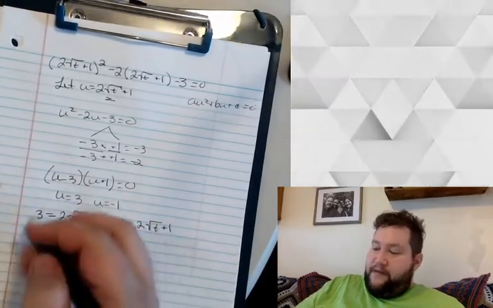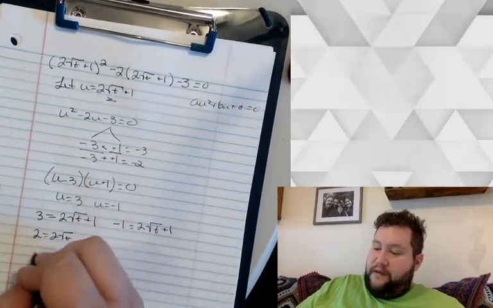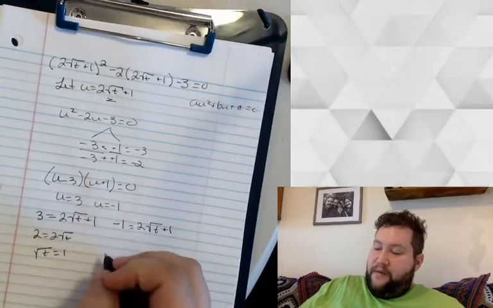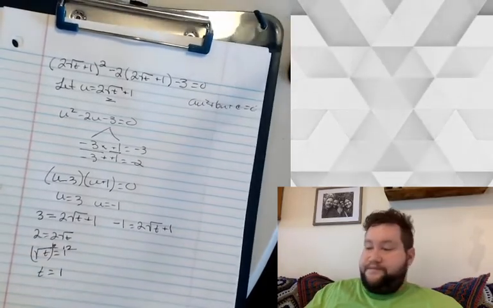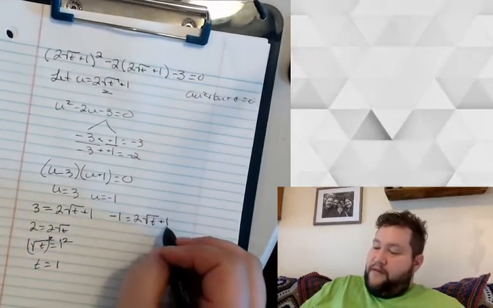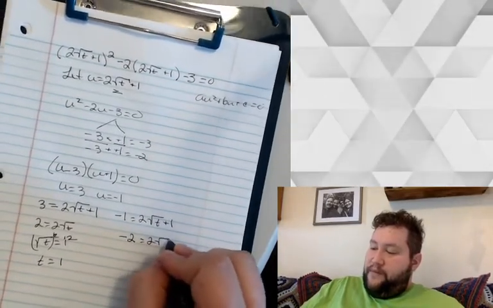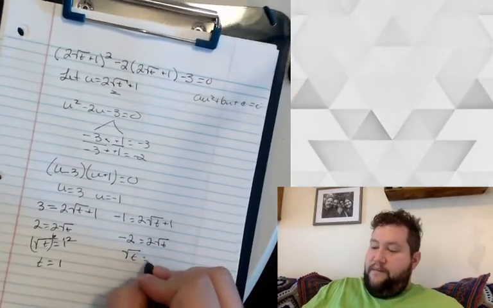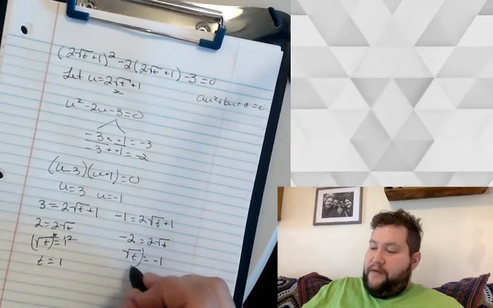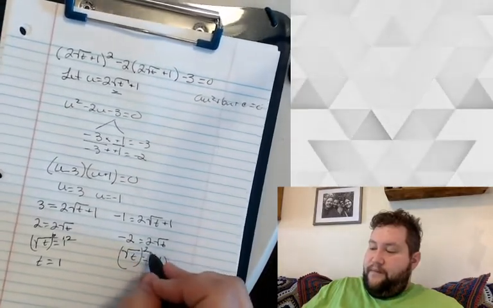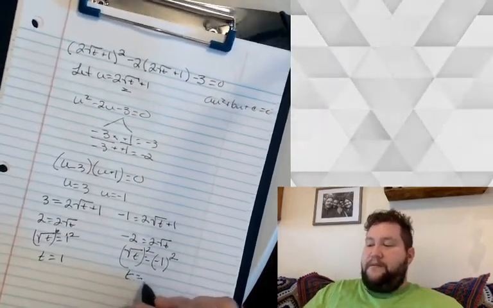Go ahead and subtract that 1 over. 2 equals 2 root t. Divide both sides by 2. Root t equals 1. Square both sides. T equals 1. Go ahead and subtract that over. We have negative 2 equals 2 root t. Root t equals negative 1. Square both sides. And we get t equals 1.